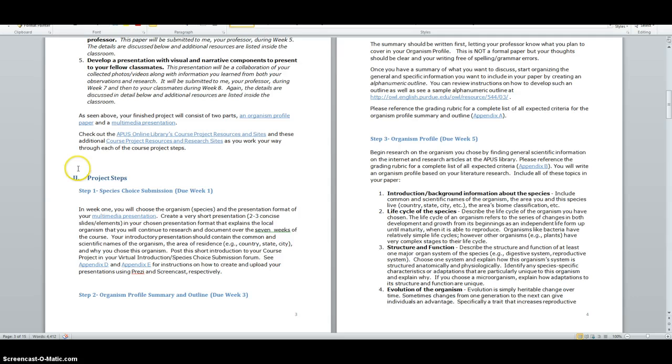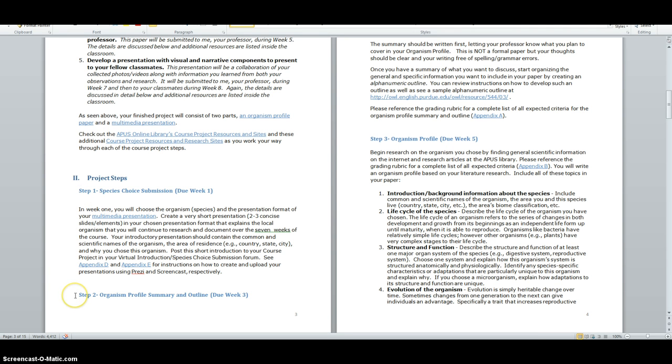Number 2, the project steps as we talked. During the first week, you're going to submit what species you're going to actually perform your course project on, and you're going to do that through the first week's forum. You're also going to present a couple of facets about that organism, like the organism's common name and scientific name, and why you chose this organism and where it actually can be found in a Prezi format or in a screencast format. Please read the instructions in the forum for further details there.